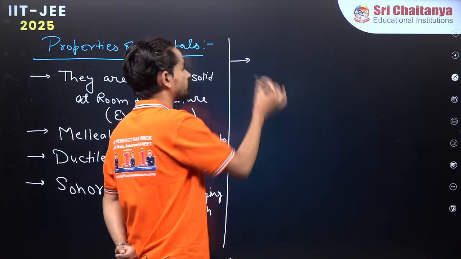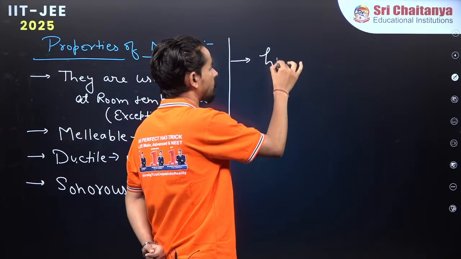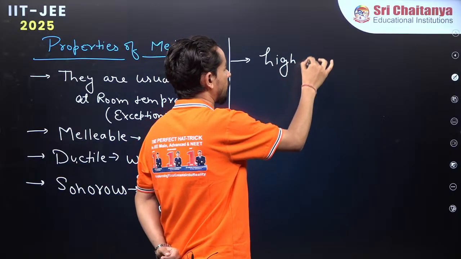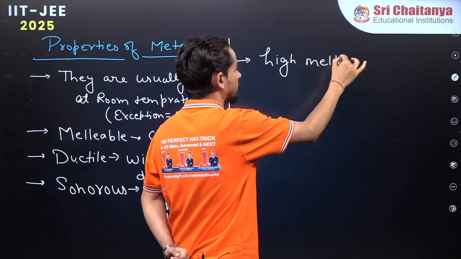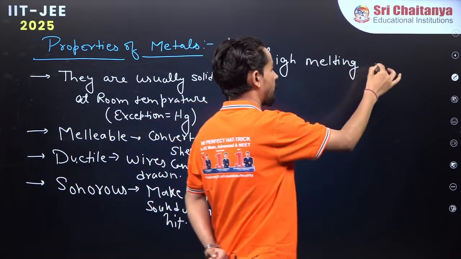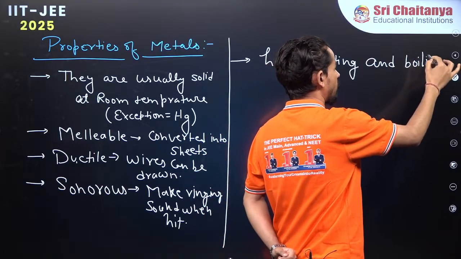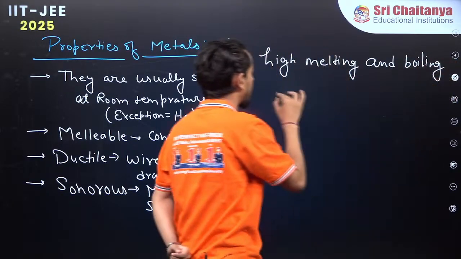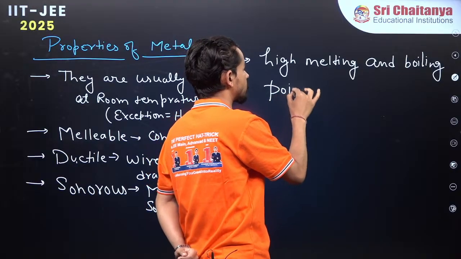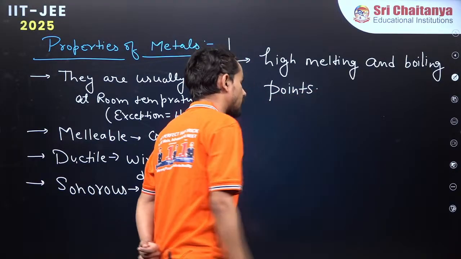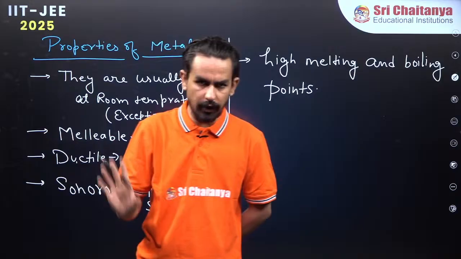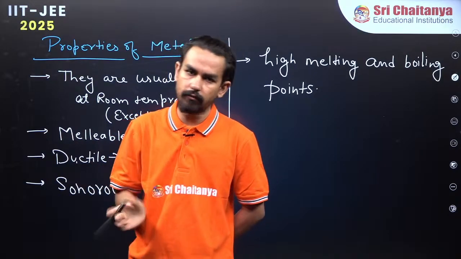One more thing, they have high melting and boiling points. High melting and boiling points. That means they will melt very hardly at very high temperature, and they will boil also at very high temperature.